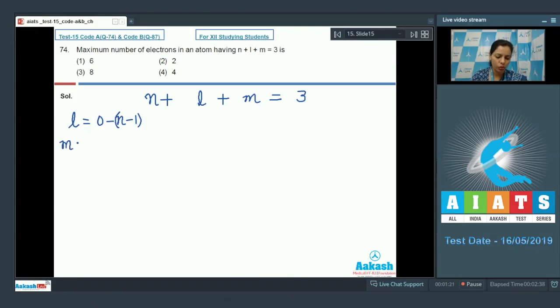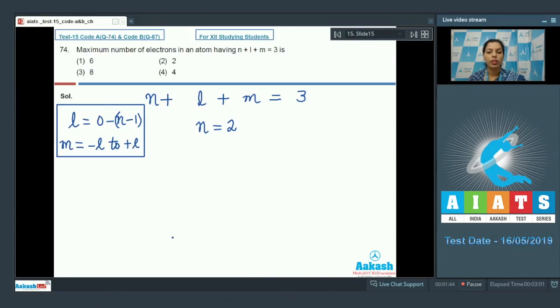And if I talk about m value, that depends on the value of l. It is from minus l to plus l value. So this we need to know. Now in this case, if I'm just considering the sum of these 3 is 3, then definitely n value can be either 3 or it can be 2. So if n value is 2, then in that case l value should be 1. But if these two are giving you the sum as 3, then definitely m value should be 0.